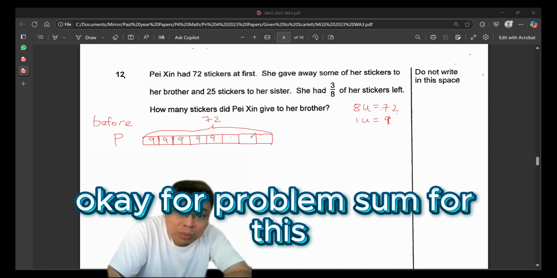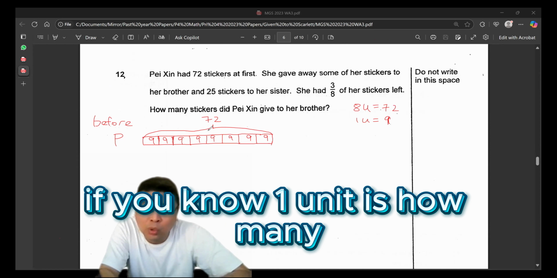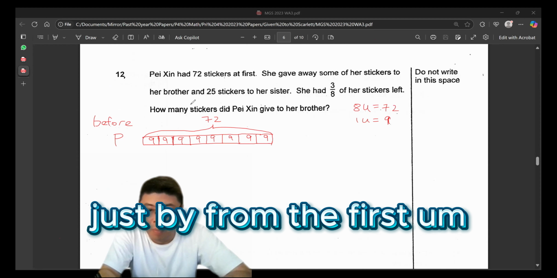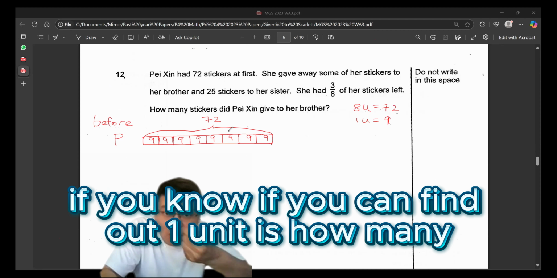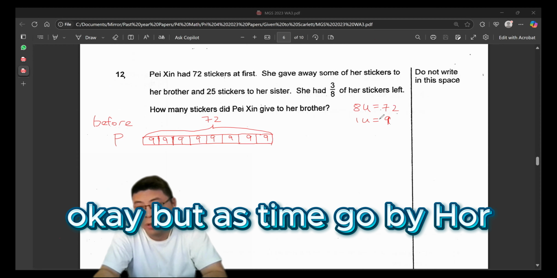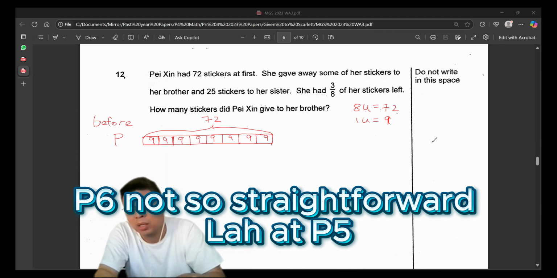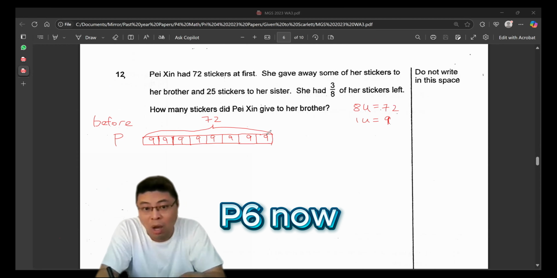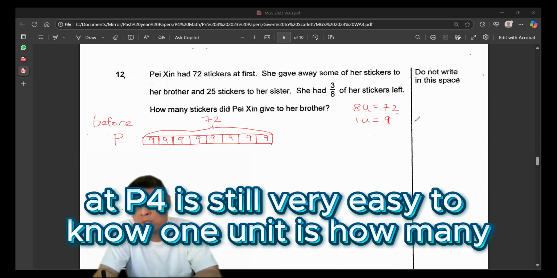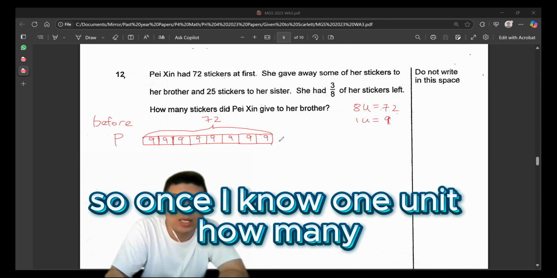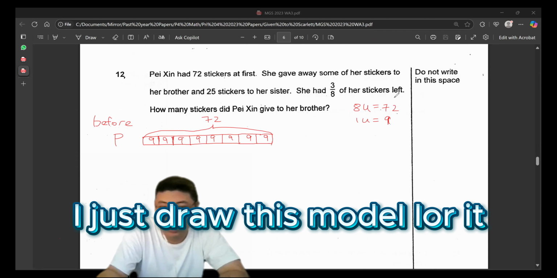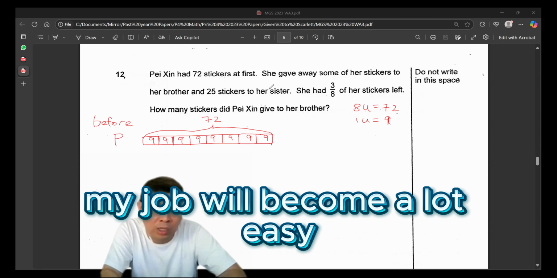Okay, for problem sums, if you can find out 1 unit is how many from the first, you go and find out first lah. Dealing with actual numbers is easier. But as time goes by, you realize it's very hard to find 1 unit is how many lah. At P5, P6, not so straightforward lah. Now at P4, it's still very easy to know 1 unit is how many. So once I know 1 unit is how many, I just draw this model. My job will become a lot easier.